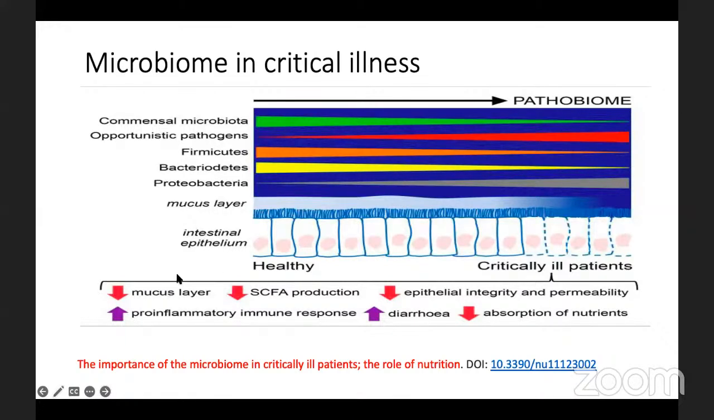So this is going to introduce reduction of the mucus layer, reduced production of short-chain fatty acids, and the intestinal epithelial cell integrity and permeability is also going to be disrupted. So we are going to have reduced absorption of nutrients, an increase in the pro-inflammatory immune response, and then secretory diarrhea.